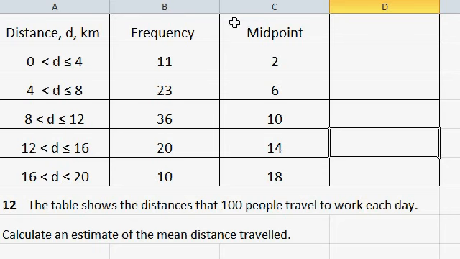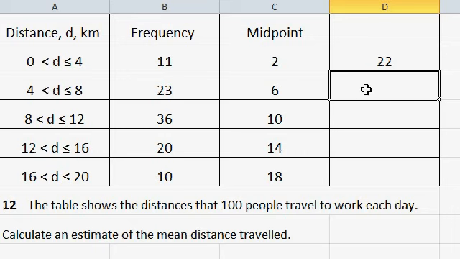The next thing to do is to work out an average. It says a frequency of 11. So 11 people travel between 0 and 4 kilometers to work every day. We said that the midpoint of that is 2. We don't know who's traveled 1 kilometer or who's traveled 3, so we're just using 2 as a midpoint to help find our average. 11 people traveled 2 kilometers, we're saying, to work. So altogether that is 22 kilometers that they traveled.